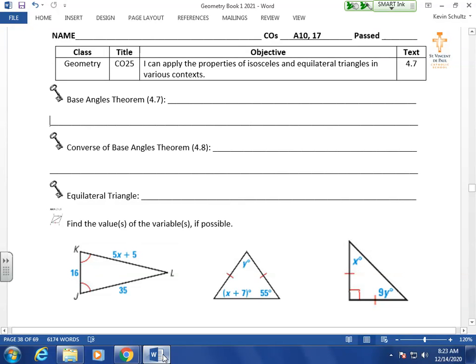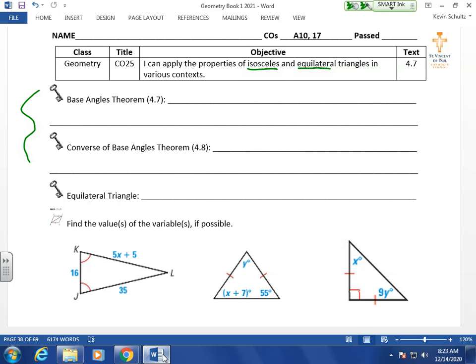Good day, geometry. We're going to wrap up Unit 3 with CO25, which is talking about some of the properties of isosceles and equilateral triangles, which you've defined before. You've worked with them before. You probably know what they are. But of course, now that we're in high school geometry, there are a few more things that we go a little bit deeper with. We've got some tools to add to your toolbox for proofs, and then just working with them in a more geometric sense.